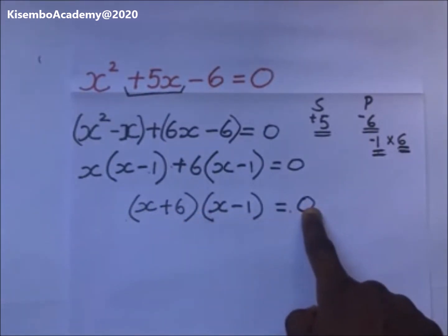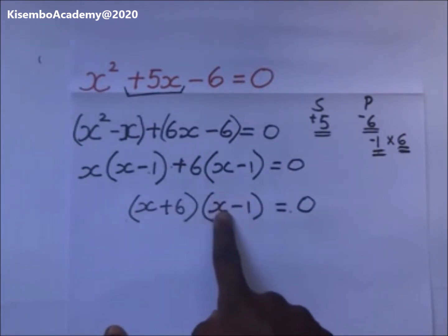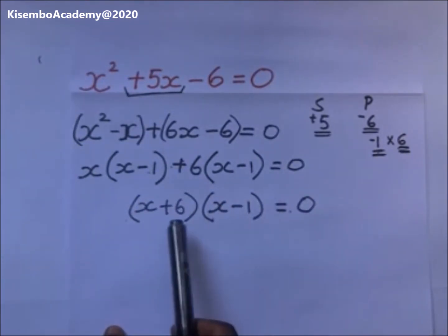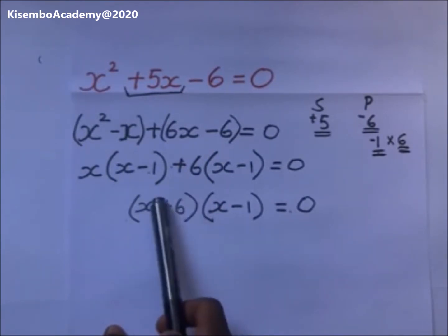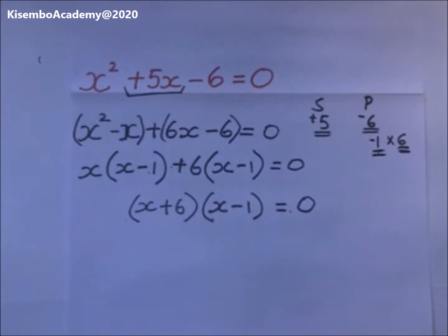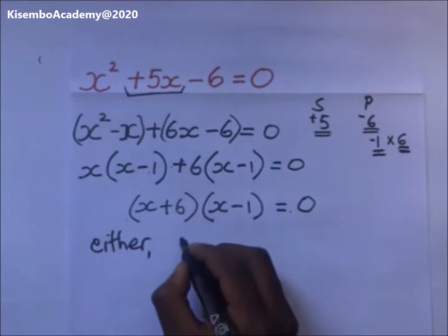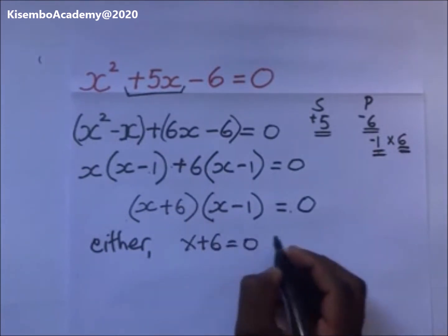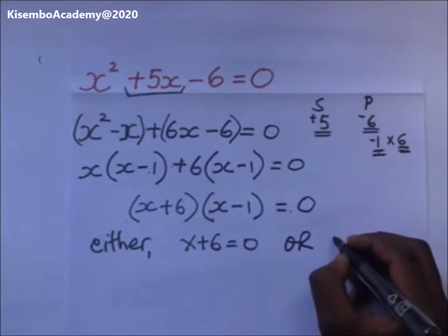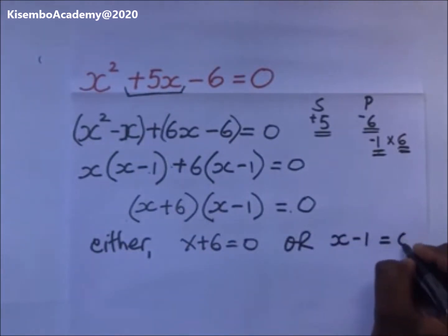get 0. Now if this multiplied by that is giving us 0, it means that either one of these is 0, because we are sure of one thing, that if you multiply anything by 0, your answer should be 0. So if the answer here is 0, either this is 0 or that is 0. So to get our two values of x, we shall say that either x plus 6 is equal to 0 or x minus 1 is equal to 0.